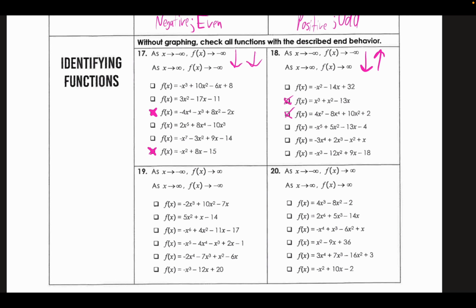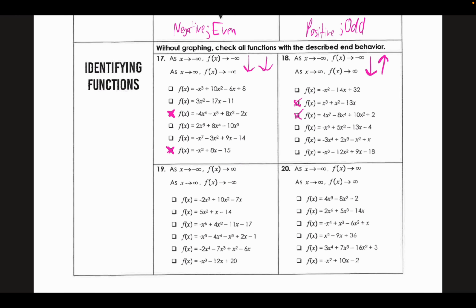On number 19, it goes up and then down from left to right. So it's again odd because it's switching from up to down or down to up. And this time when it goes up to down, that means the leading coefficient is negative. So we're looking for something with a negative leading coefficient and an odd degree. So that'd be the first one and the fourth one and the last one.